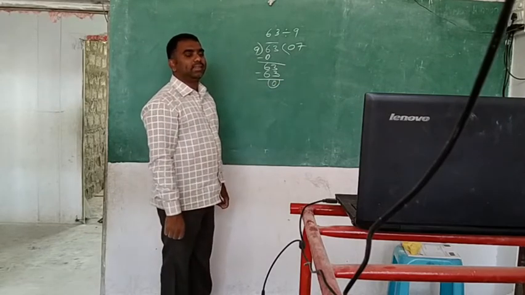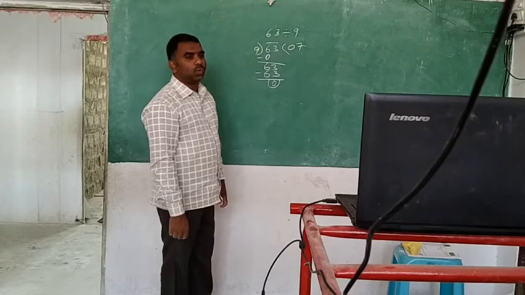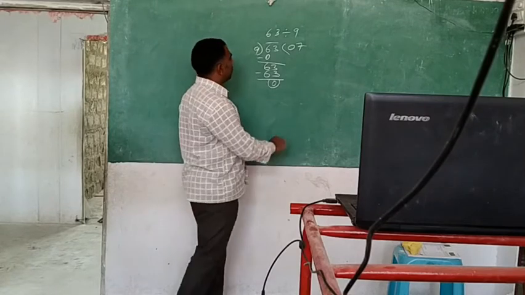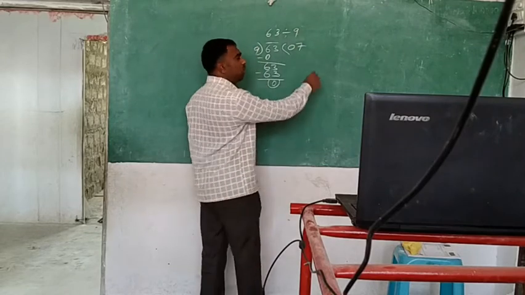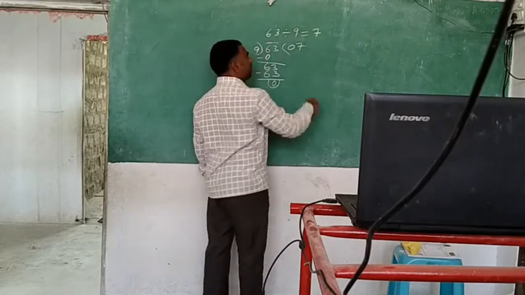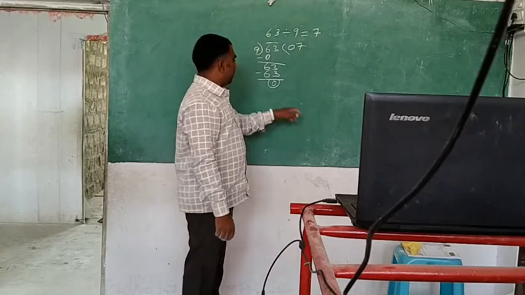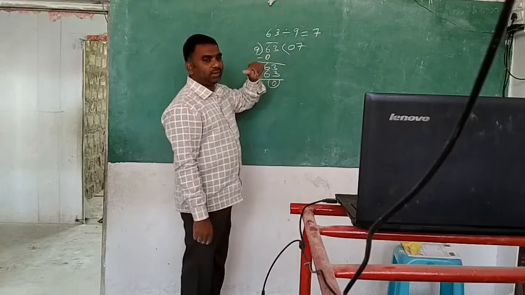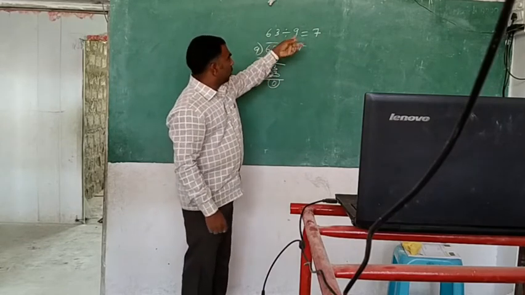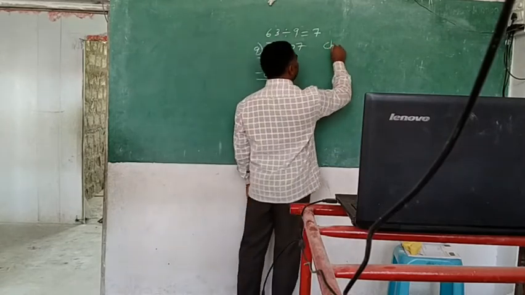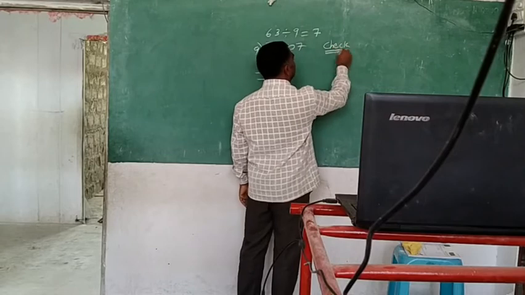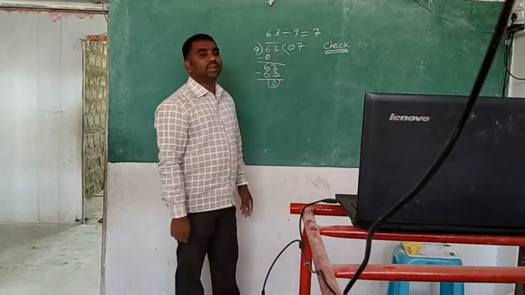63 minus 63 will be 0. So what is the meaning of that? When you divide 63 by 9, you are getting 7 and nothing left. 0 means nothing left. Okay. So this is the answer you got. You can check whether this answer is correct or not.